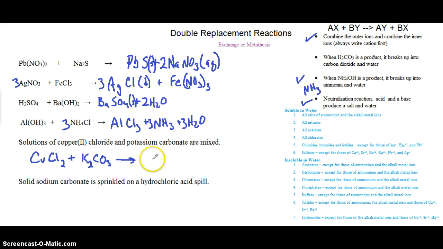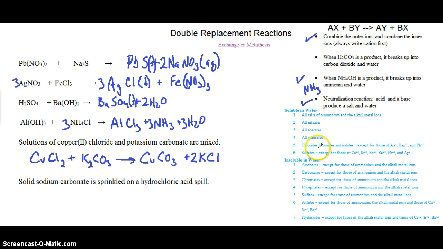And then I do my arrow. Now, as far as my products, basically things are going to switch around here, so I'm going to have copper carbonate, and again, this would be copper 2 carbonate, so that's going to be CuCO3 plus KCl. Because these are +1, these are -1. You can probably see right off the bat, since I have 2 Ks and 2 Cls, I would have to put a 2 in front of that to balance it.